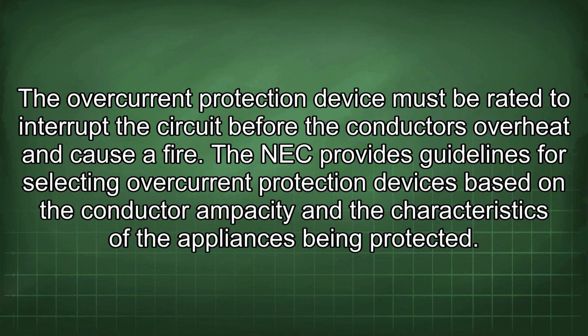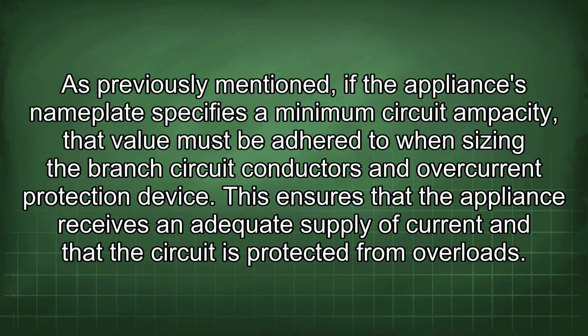The NEC provides guidelines for selecting overcurrent protection devices based on the conductor ampacity and the characteristics of the appliances being protected. As previously mentioned, if the appliance's nameplate specifies a minimum circuit ampacity, that value must be adhered to when sizing the branch circuit conductors and overcurrent protection device. This ensures that the appliance receives an adequate supply of current and that the circuit is protected from overloads.